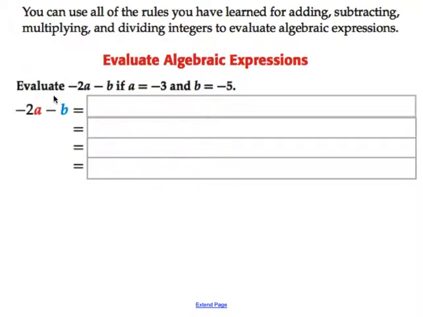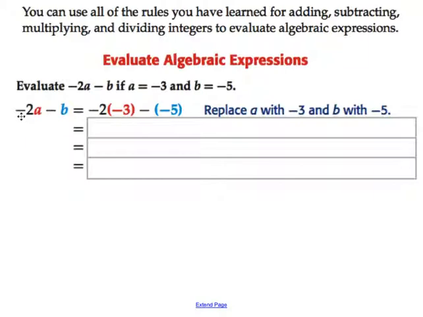In this example, it says evaluate -2a minus b, if a is -3 and b is -5. So we're going to be substituting. Wherever we see the letter a, we'll put in -3. Wherever we see the letter b, we will substitute -5. So we'll get rid of our variables and we will just have numbers.